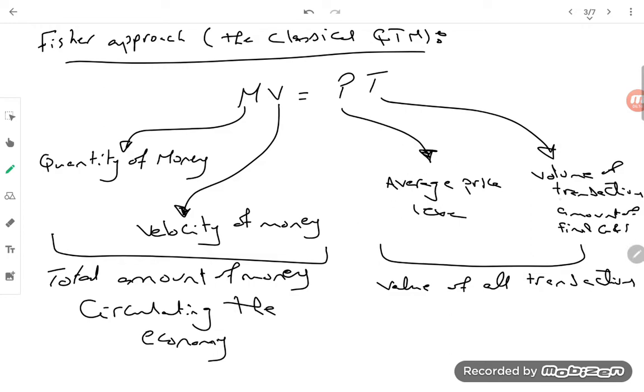B is the price level and T is the final goods and services. So BT can be the gross domestic product, as GDP is the market value of all final goods and services. So market value, which is the price, final goods and services, which is the transactions, produced in a country during a specific period of time. So we can call BT the gross domestic product. By the way, we can write it as BT or BY. They are equivalent to each other.